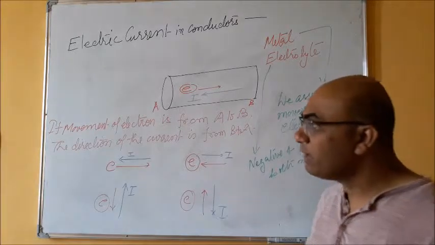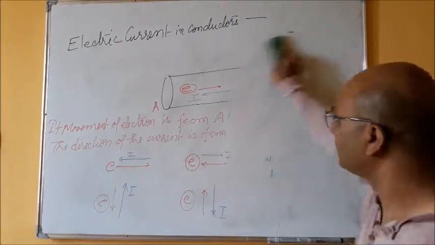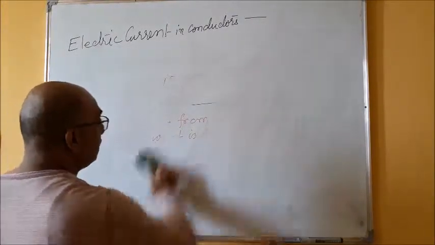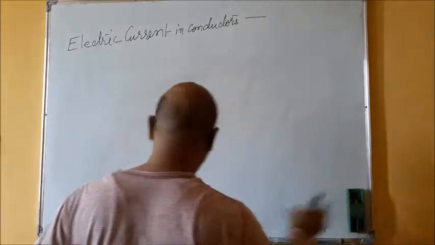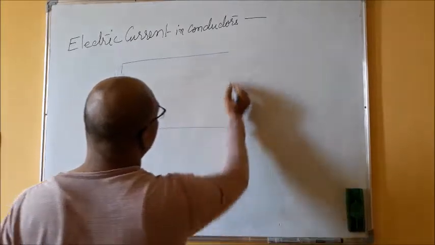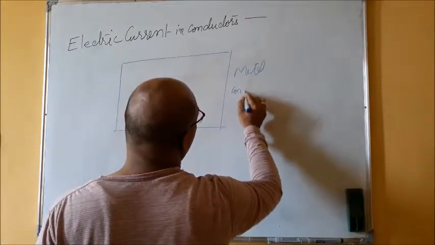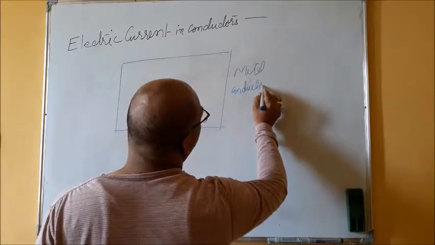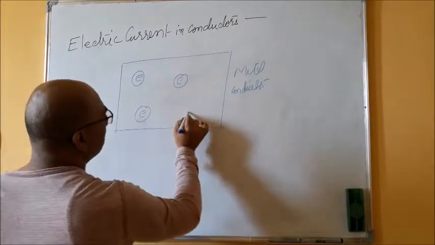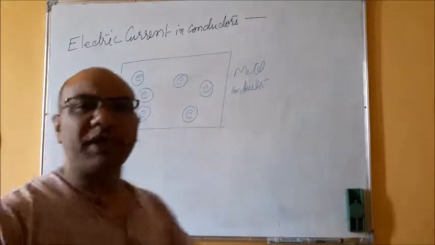Normally what happens, if I assume any metal conductor, suppose I am saying this is your metal conductor, and this metal conductor has so many electrons.